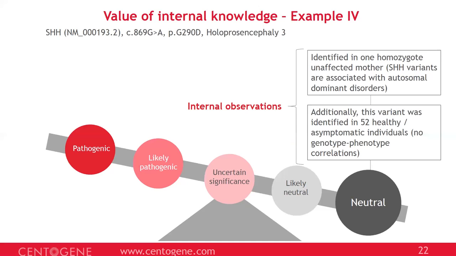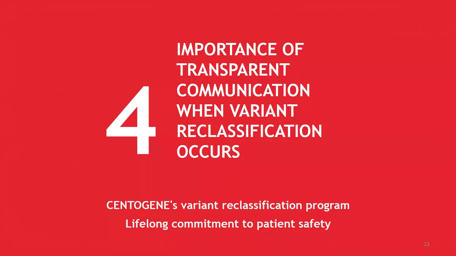And there was no genotype-to-phenotype correlation, since most of the patients were healthy or asymptomatic adults. At the end, we agreed with the medical expert team to classify it as neutral. So these were my 4 examples I wanted to introduce to you concerning variant reclassification.